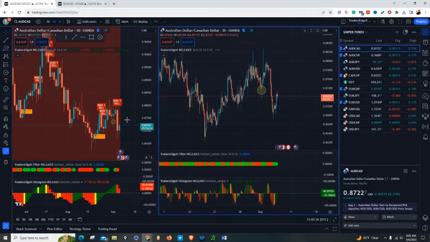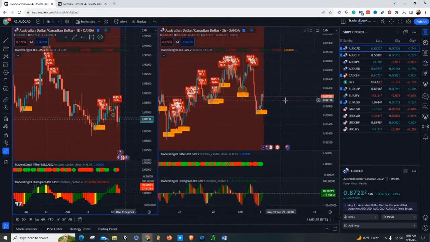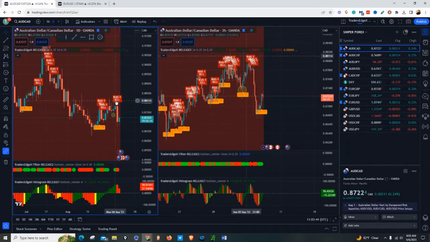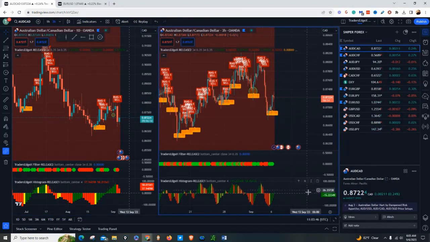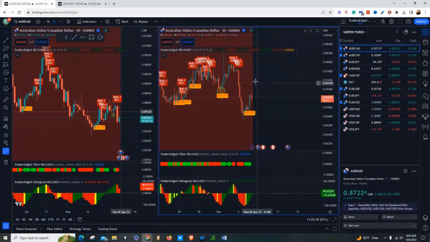So the Australian dollar right now, we're red. When we're red, we're only focused to the downside. We are overvalued on the daily. There was an opportunity to sell on the daily. So what we want to do is set this alert right here.